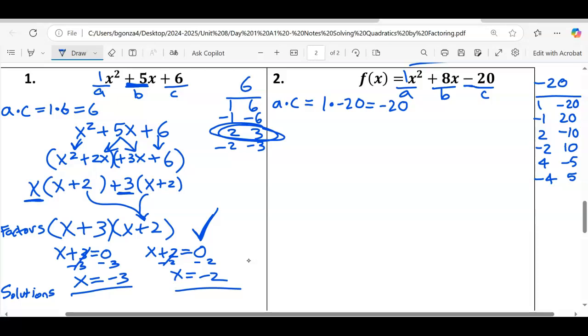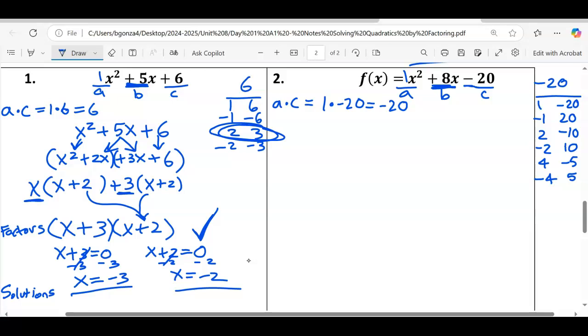And which one am I looking for? I'm looking for which pair adds to make b, the middle term, which is 8. Okay? So 1 minus 20 is not 8, negative 1 plus 20 is not 8, 2 minus 10, negative 2. Looks like it might be one of these two. The last two make 9, like 1 or 9 or what? No. So you tell me, is it 2 minus 10 or negative 2 plus 10?